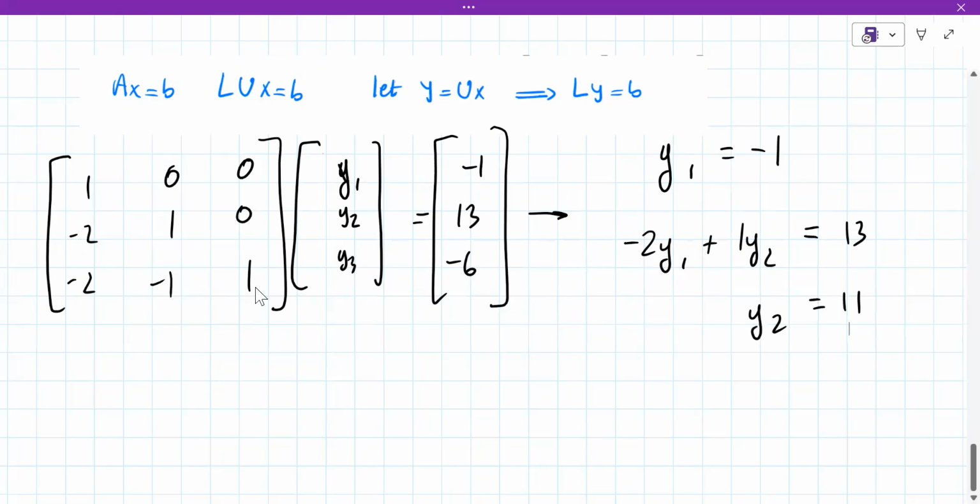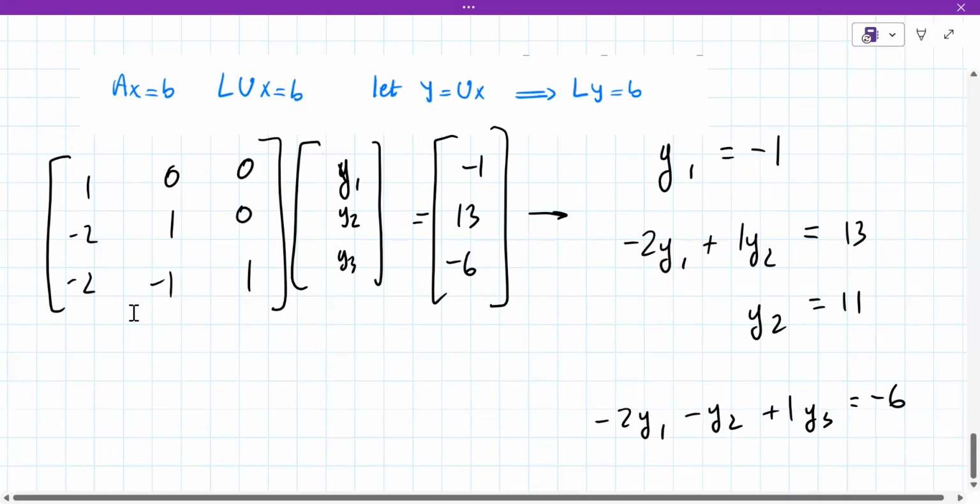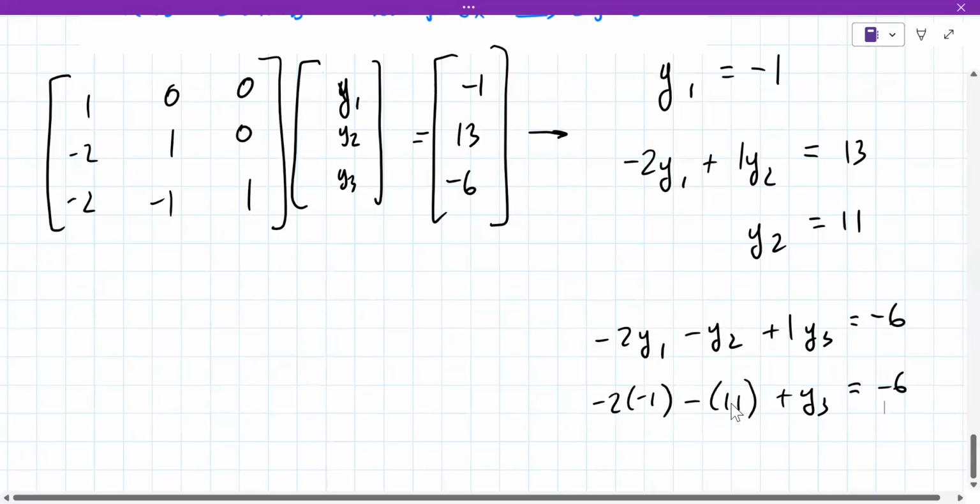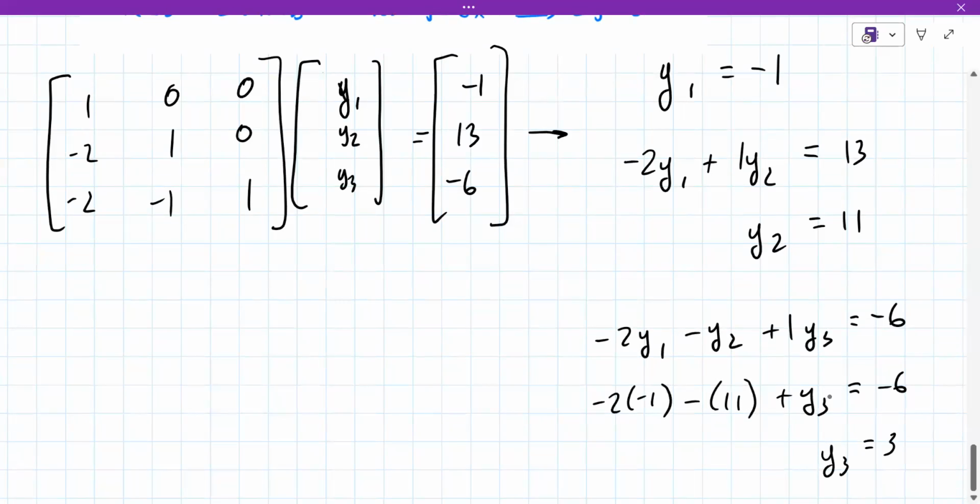And then you do the same thing for the third one here. You go -2 Y1 minus Y2 plus Y3 equals -6. And you use your values here. You're like, okay, I got Y1. Y1 is -1. Y2 is 11. So you got 2 minus 11 is -9 plus Y3. So you add 9 to both sides and Y3 equals 3. Is that okay?